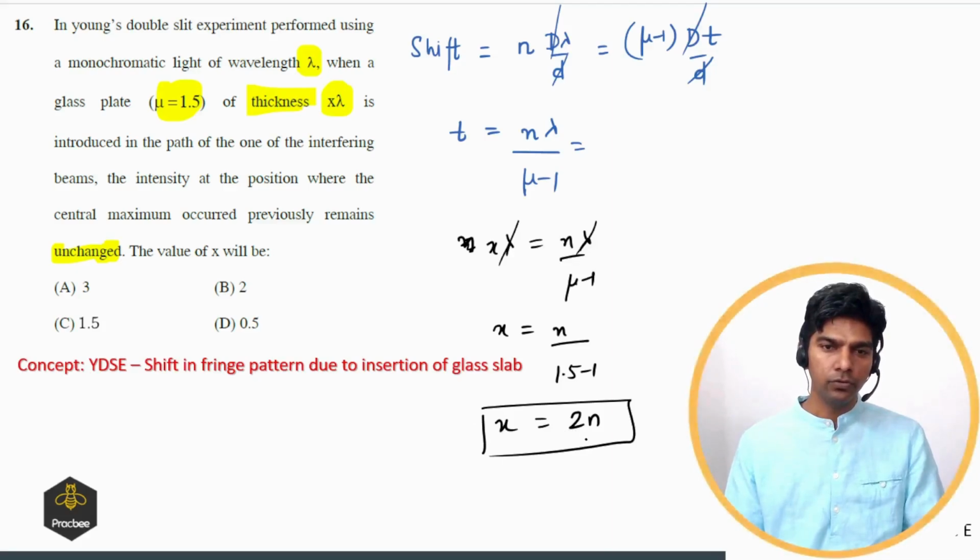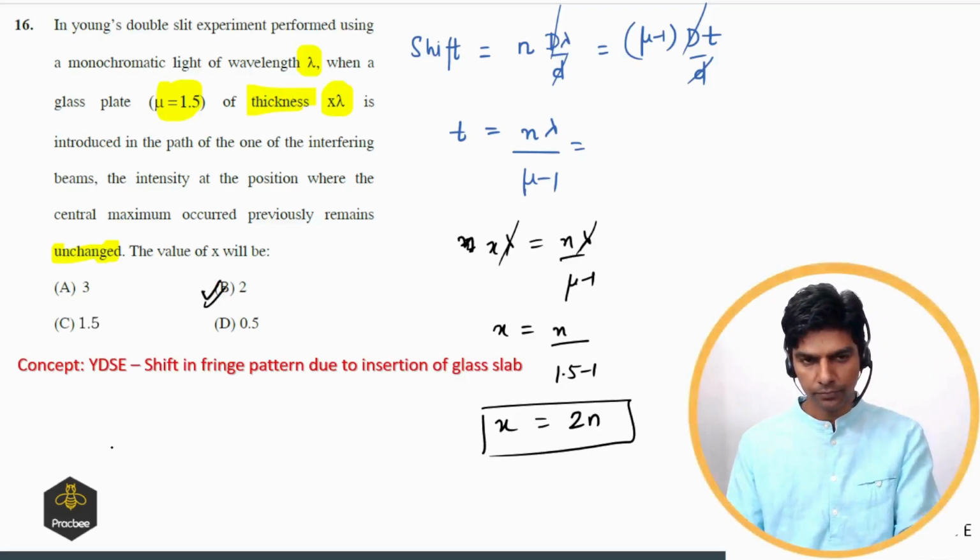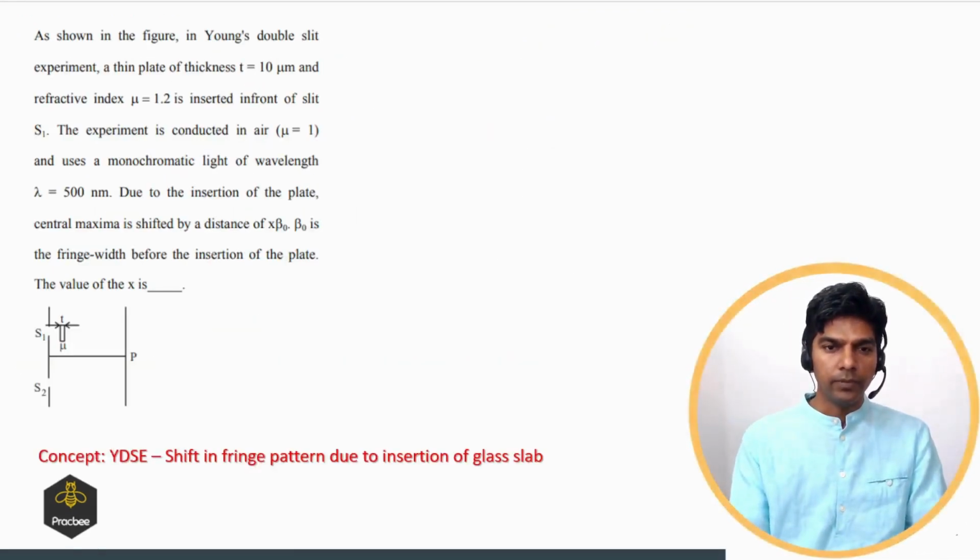So x can be 2, can be 4, can be 6. So option B is the right answer. Now let us see the next question. Again, it is based on the same concept.